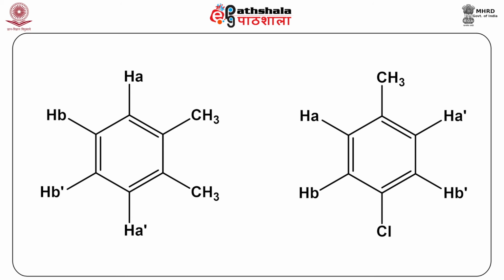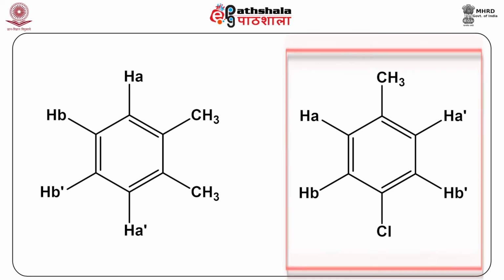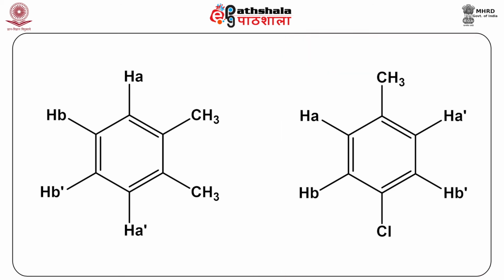Similarly, both the HB protons are chemically equivalent but magnetically inequivalent due to their different coupling relationships with both HA protons. Para-disubstituted benzenes. In 1,4 homo-disubstituted benzenes, there is a plane of symmetry passing through C1 and C4. Hence, both HA protons and both HB protons are chemically equivalent.